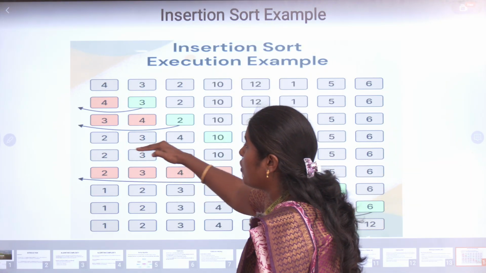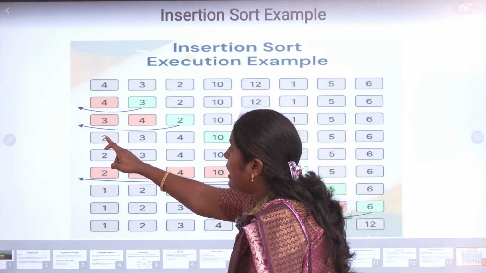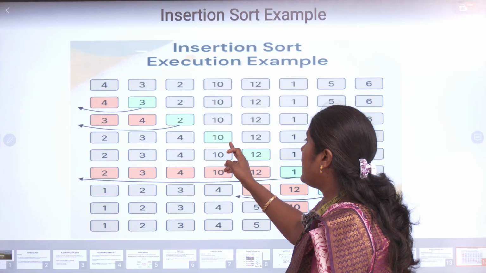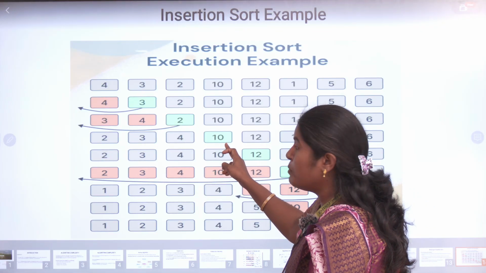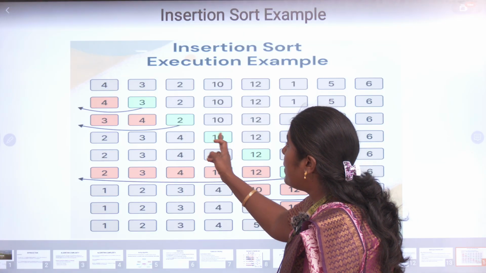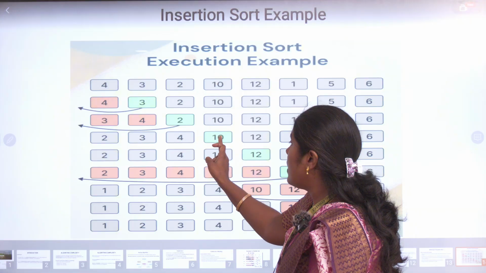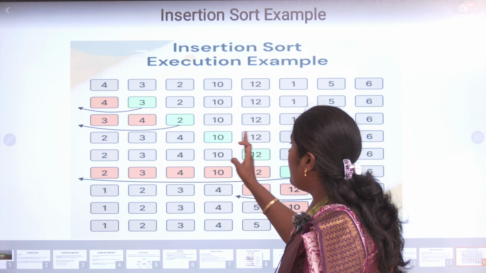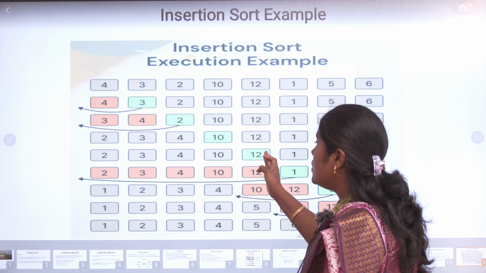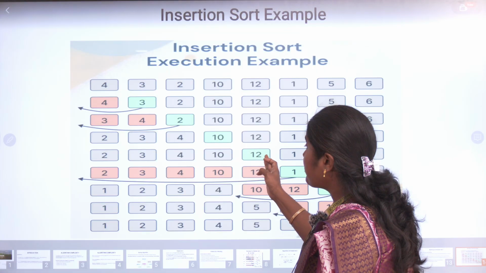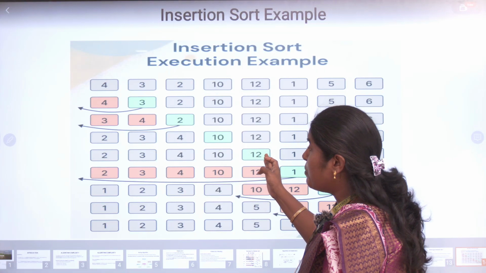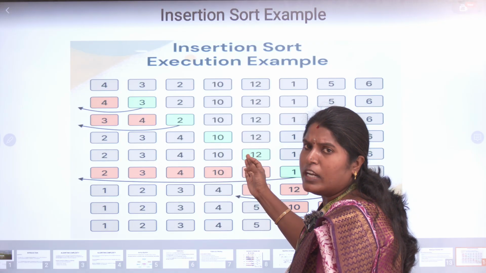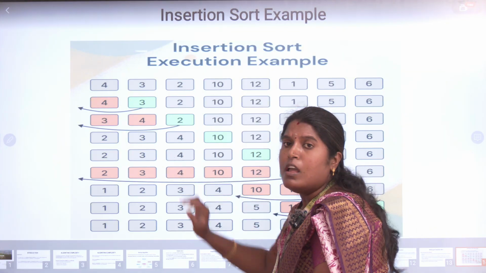See here, this is the output after step 2. In the first position we get 2, in the second position 3, and in the third position 4. Now we take the element in the fourth position, which is 10, and compare it with the previous elements. We compare 10 with 4. 4 is less than 10, so no need of swapping. We move to the next element, which is 12. We compare the element in the fifth position with the element in the fourth position. 10 is less than 12, so there is no need of swapping, and no need to proceed to the previous elements.